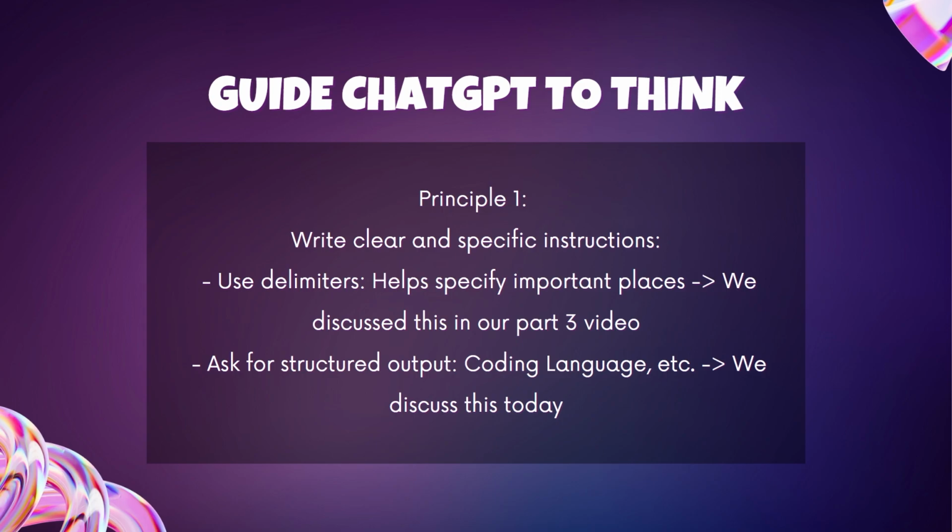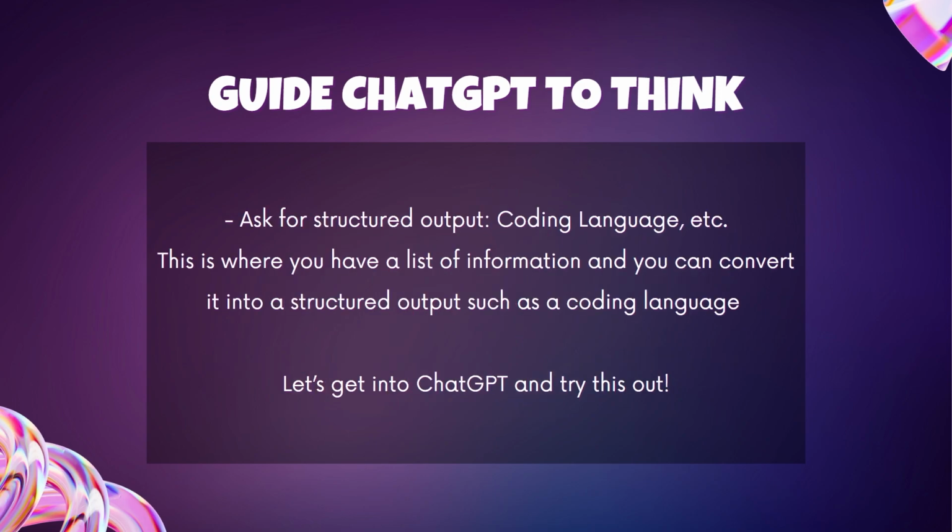For today's video, what we're going to be discussing is asking for a structured output. This means whatever text we have, we can ask ChatGPT to generate a text, and then we can ask for a specific coding language. For example, if we have a set of data, then we can transfer that data into JSON, and from JSON we can make an HTML page. There are many different ways that you can do this. So let's get into ChatGPT and try this out for ourselves.